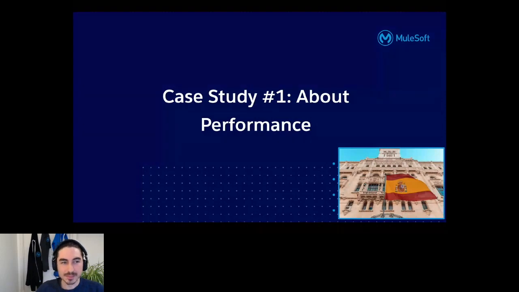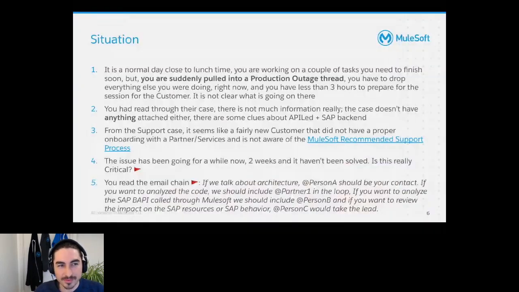And now what happens is that you're sitting down at your desk in the office. Let's imagine it's a normal day. You're close to your lunchtime. You're working on a couple of tasks. You need to finish soon, but you're suddenly pulled into a production outage thread for one of your customers. You have to drop everything else that you were doing right now, and you have less than 3 hours to prepare for the session. And you're going to have a war room with this customer. And it's not clear what the actual issue is. Okay, that doesn't sound very helpful, right?